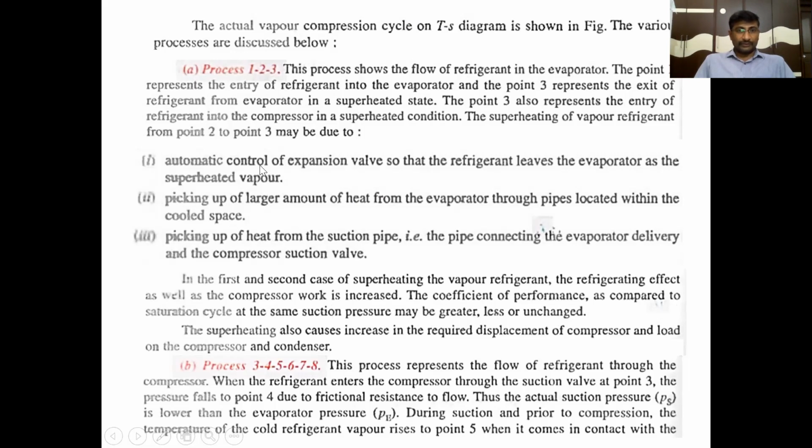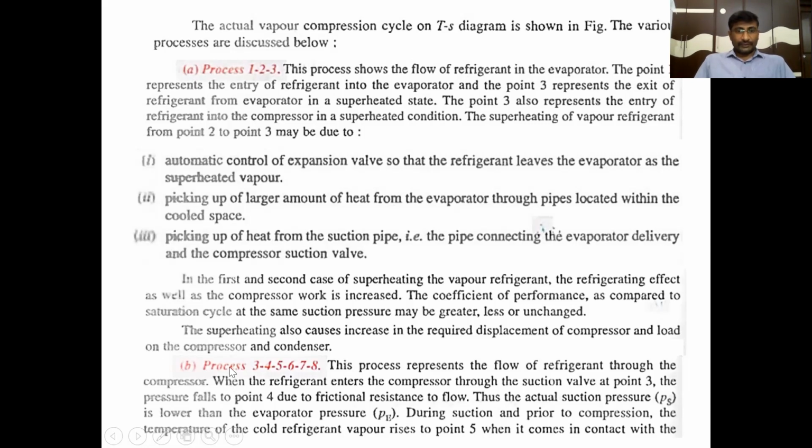In the first 2 methods, or conditions, the refrigeration effect no doubt increases, but in the third condition the work consumption by the compressor increases but not the refrigeration effect. The superheating also increases the required displacement of the compressor. The compressor work increases, and the load on the compressor and condenser increases.